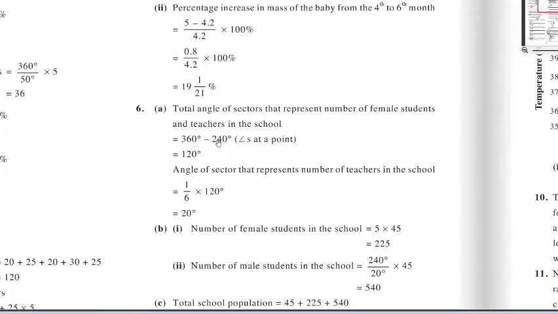We take 360 minus 240 degrees to find out the angle of the sector that represents the female students and the teachers in the school. After taking 360 minus 240, you get 120. So this is 6 parts. If you want the angle of the sector that represents the number of teachers in the school, you will have to take 120 divided by 6 parts, which corresponds to 1 part. And 1 part is 20 degrees. Okay, and 20 degrees will represent the angle of the sector corresponding to the number of teachers in the school.